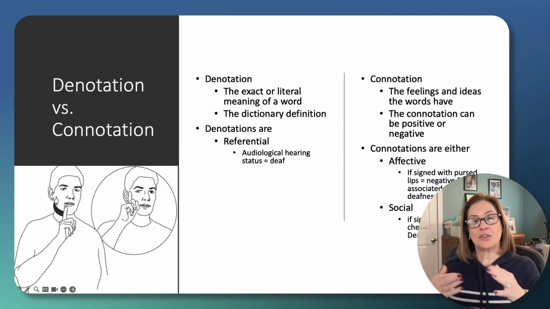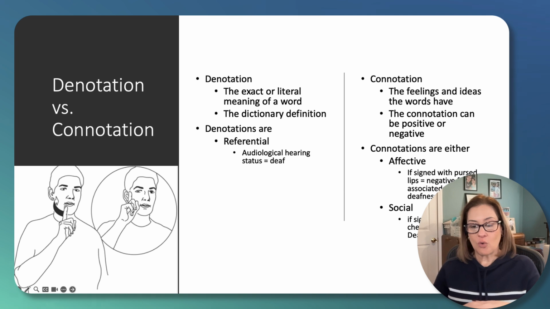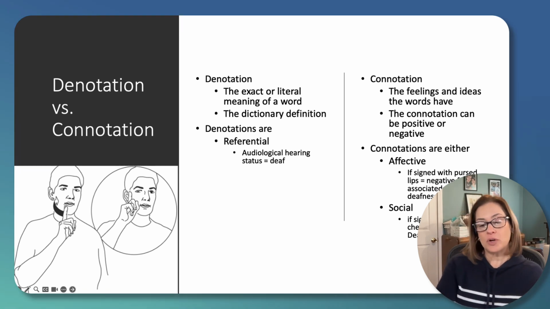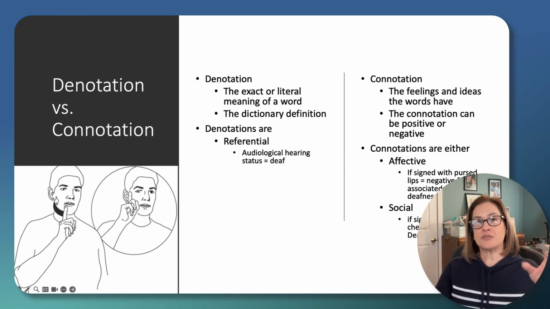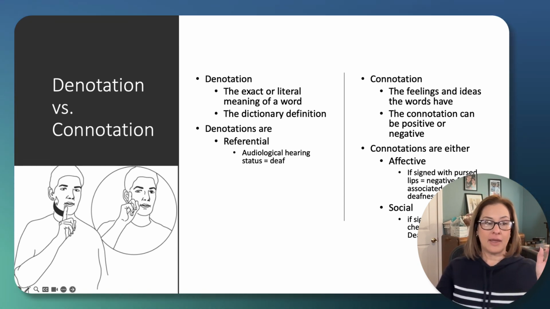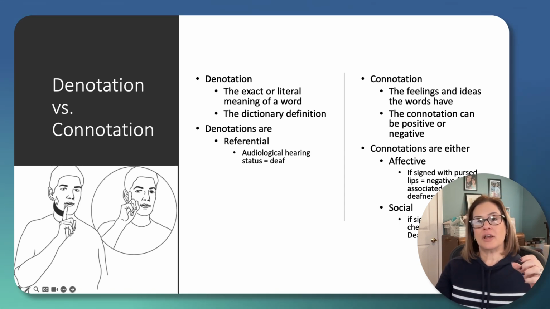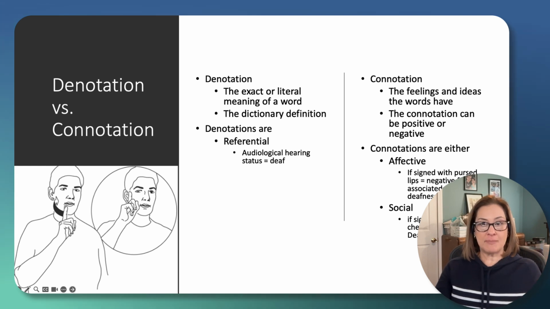Affective is another type of connotation, which can evoke a feeling. In this unit we're going to talk a lot about the differences between ASL and English in this regard, because English has a lot more words, a higher lexicon. We have a lot of different words that mean the same or similar things.